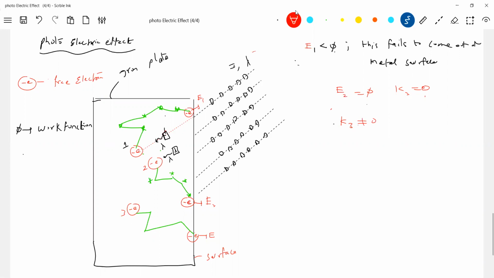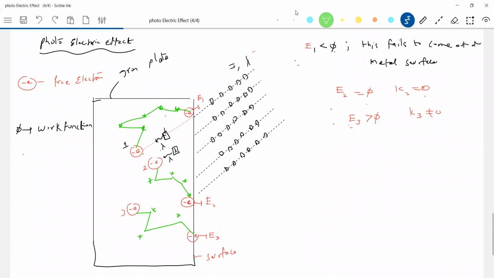And if you look at E3, E3 is greater than work function. Then K3 will become non-zero. So this is a third electron. What will happen? It will interact with the photon. It will encounter collisions. Then when it arrives at the free surface, as it has energy greater than work function, it will eject out with a certain kinetic energy. That I'll call K3.